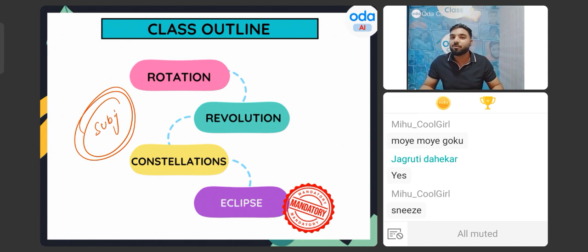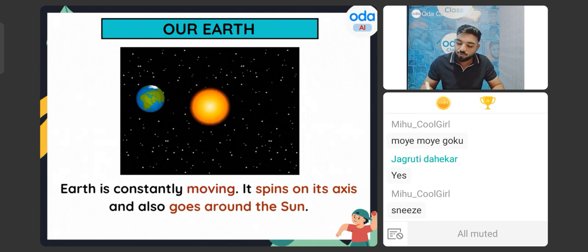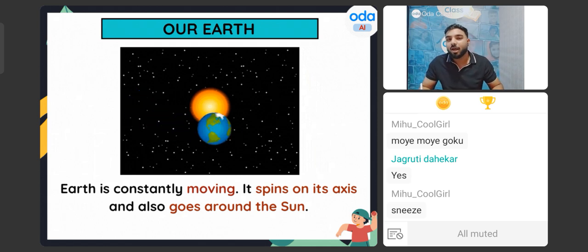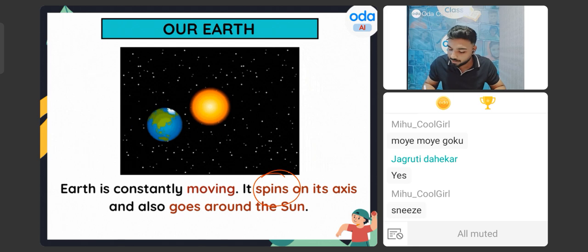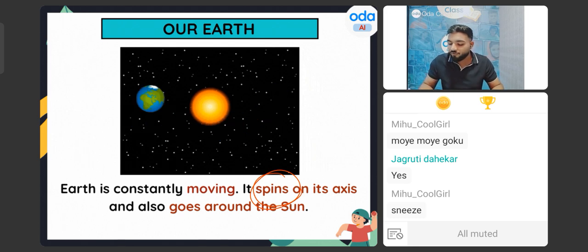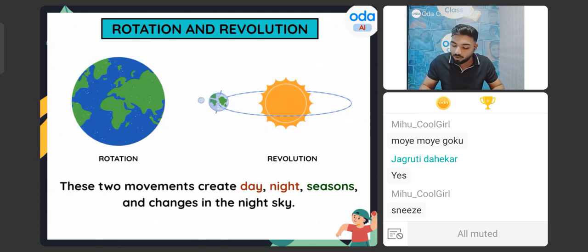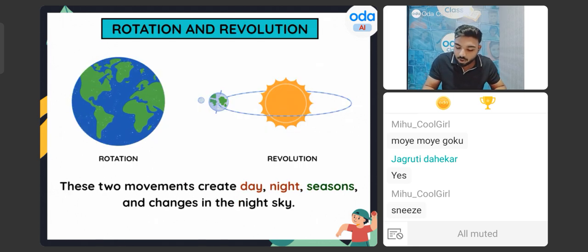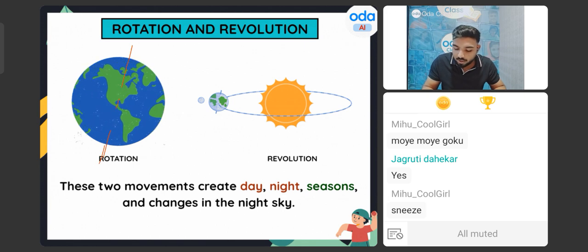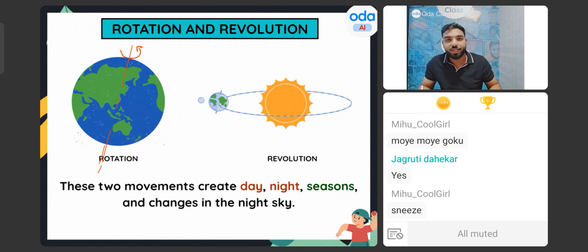Do you remember that our Earth is moving around something which we call as sun, right? And Earth not just moves around the sun, it also spins. The spinning of the Earth is basically called rotation. So Earth spins on its axis. Okay, we call this thing as rotation.